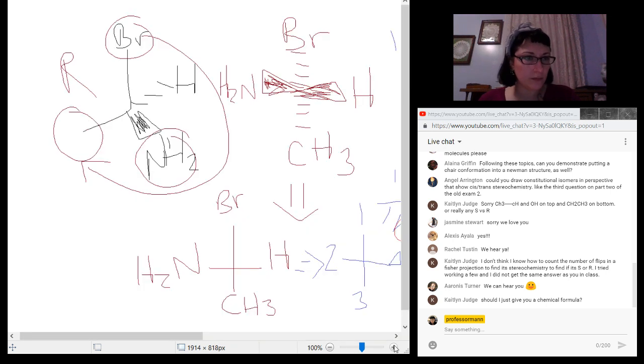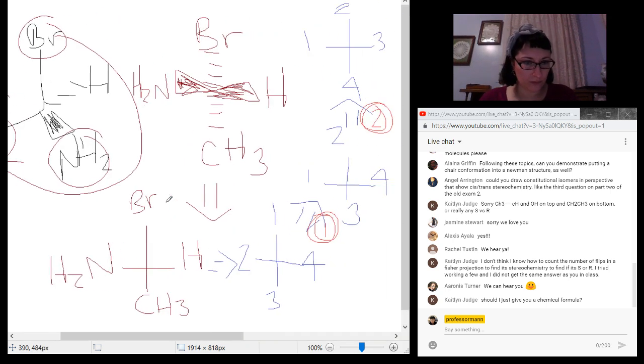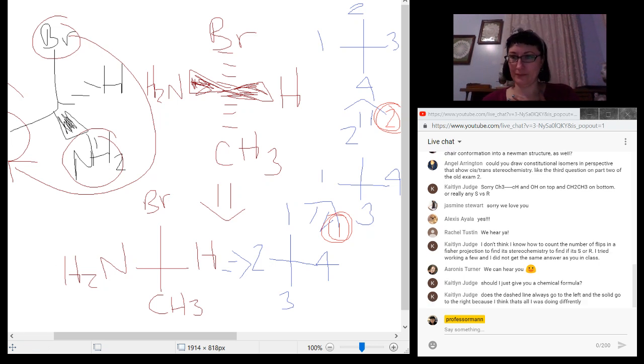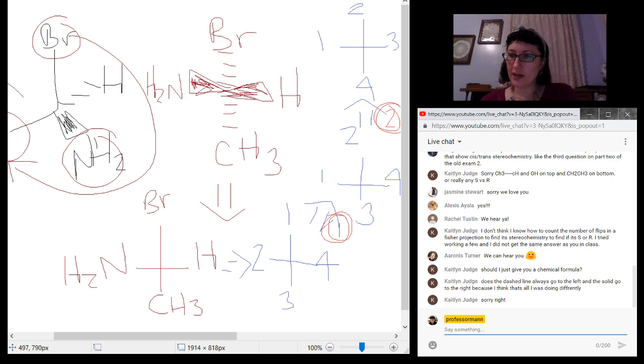That's too tiny. Does the dashed line always go to the left and the solid go to the right? Because I think that's all I was doing differently.